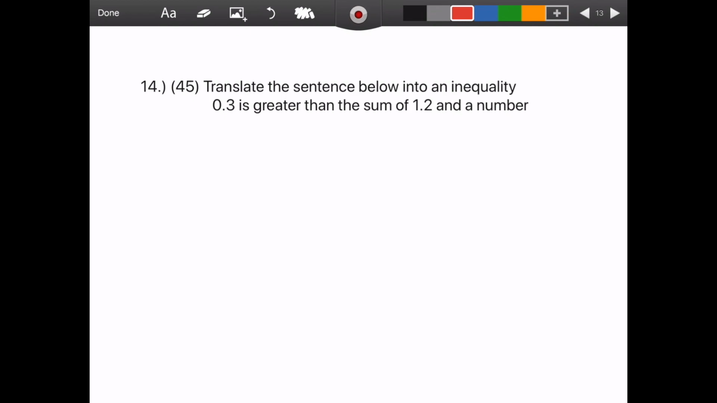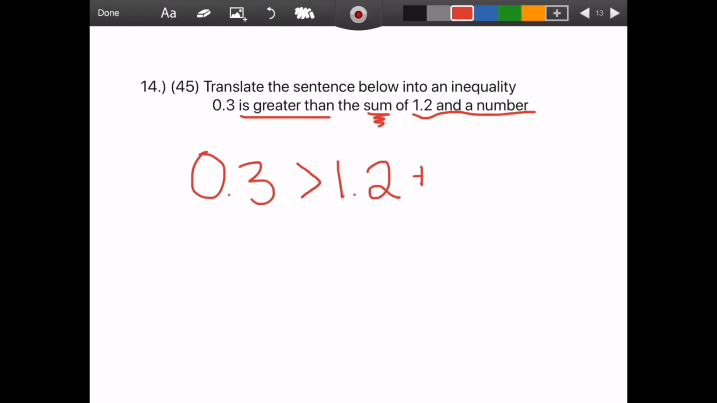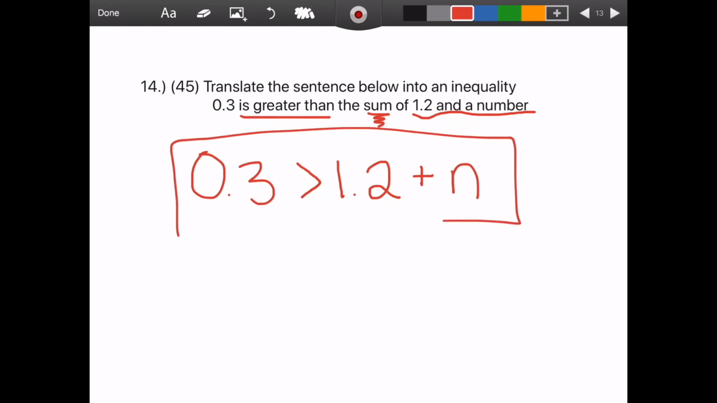Number 14 comes from lesson 45. So we have 0.3 is greater than the sum of 1.2 and a number. So I'm going to start with 0.3 is greater than, so we want to use our greater than sign. And then it says the sum. That means I'm going to be adding two things. The sum of 1.2 and a number. So we have 1.2 and we're adding it to some number. And that's it. There's our inequality.